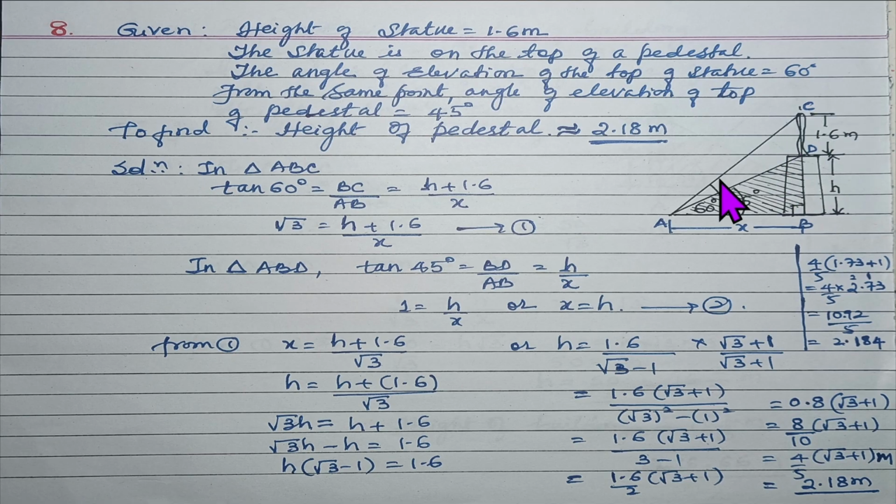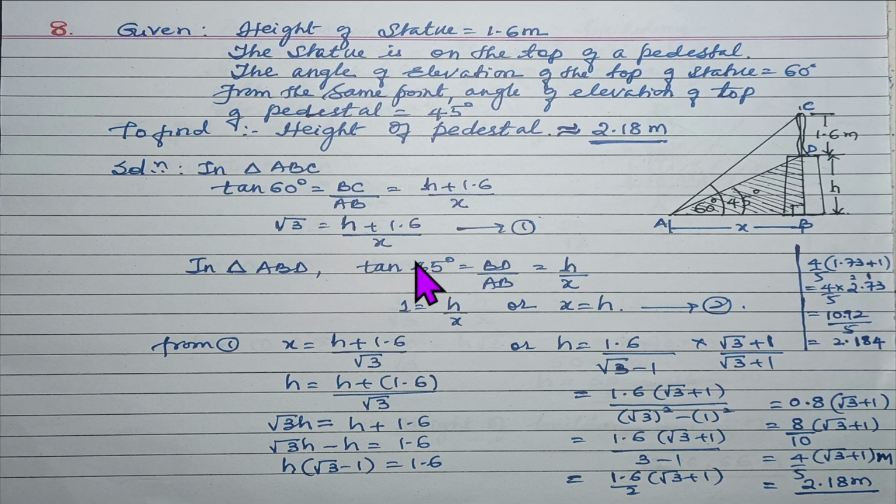Let us understand. So we have two right angle triangles here, ABC and ABD. Now if you take triangle ABC, the height is 1.6 meters plus h, and I take the relation BC by AB. Therefore tan 60 will be BC by AB, and that is 1.6 meters plus h divided by x, and that is equation number 1. Now let us take the triangle ABD. Then BD upon AB is tan 45, and that is h upon x, and tan 45 is 1, therefore we get x is equal to h.